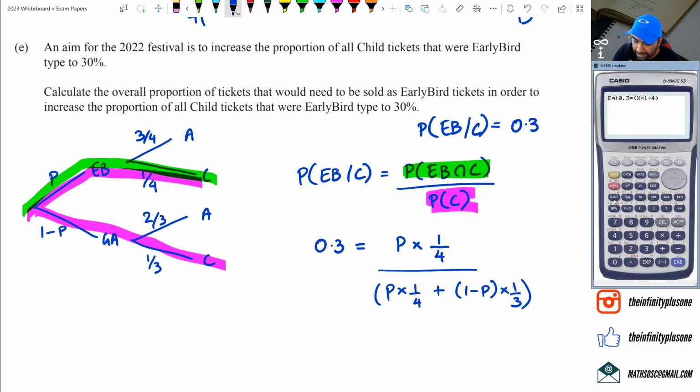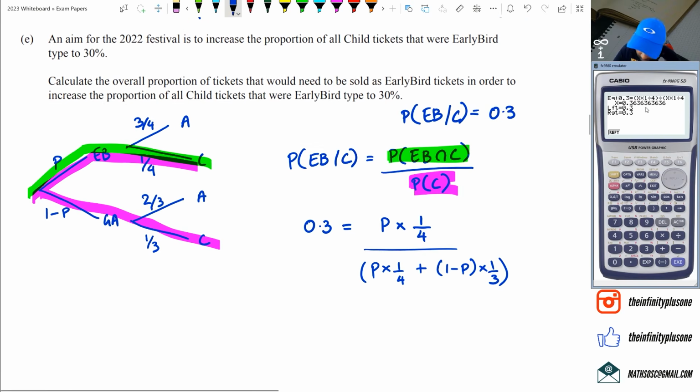X times 1/4, divided by X times 1 over 4 plus, in brackets, 1 minus X multiplied by 1 over 3. Hopefully I've got this all correct. Then if I click on F6, which is the solve button, I end up with 0.36 as my X value. Now this is the correct answer for this question. So it does end up being 0.36, and that's one way of doing it, but I'm going to show you the manual way of doing this anyway.